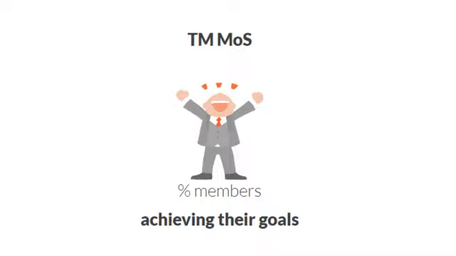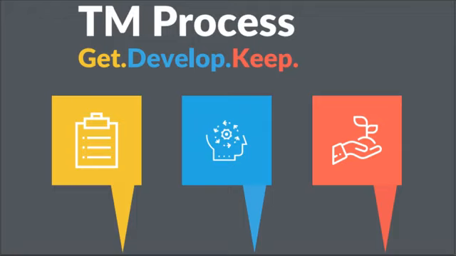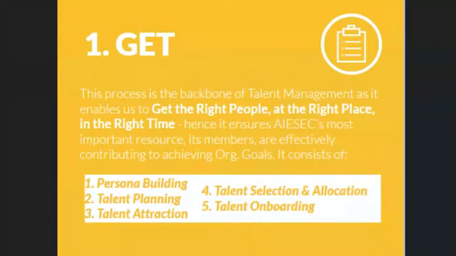Yeah. But you may ask, how do you do that, right? Because it's very cheesy to say members achieving goals, but how to do that? So for this, TM are really smart people, and they have all the processes, which are get, develop, and keep. Further, I'm going to explain each of them shortly. So let's go. Let's start with the get, because everything starts from getting people.